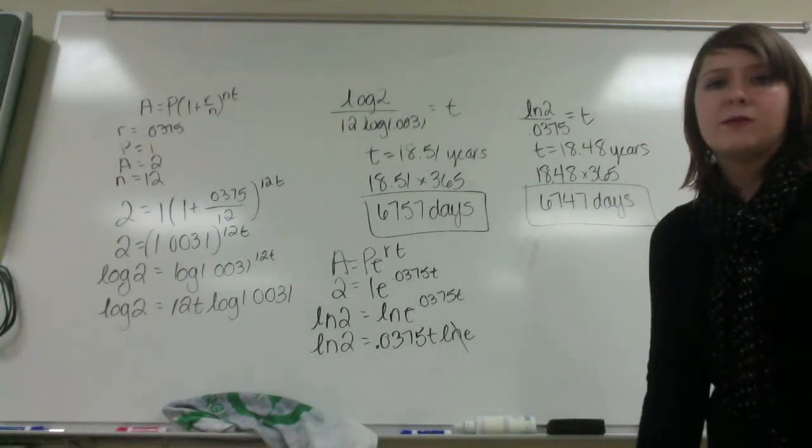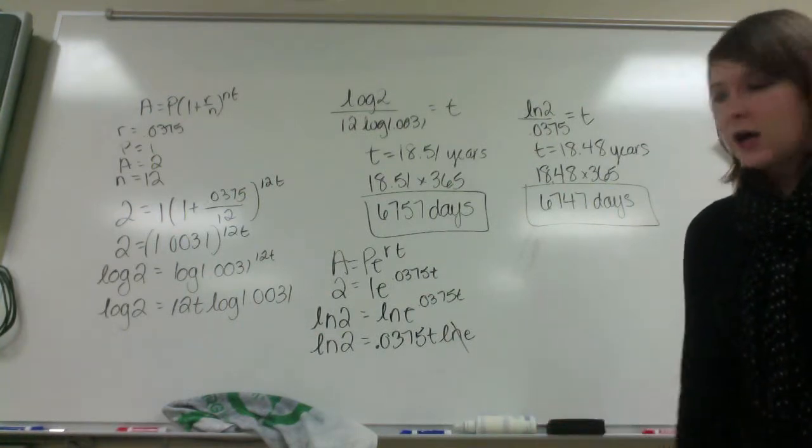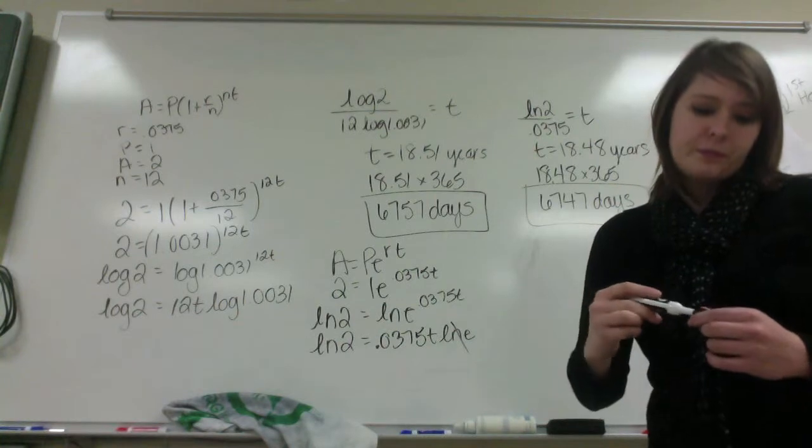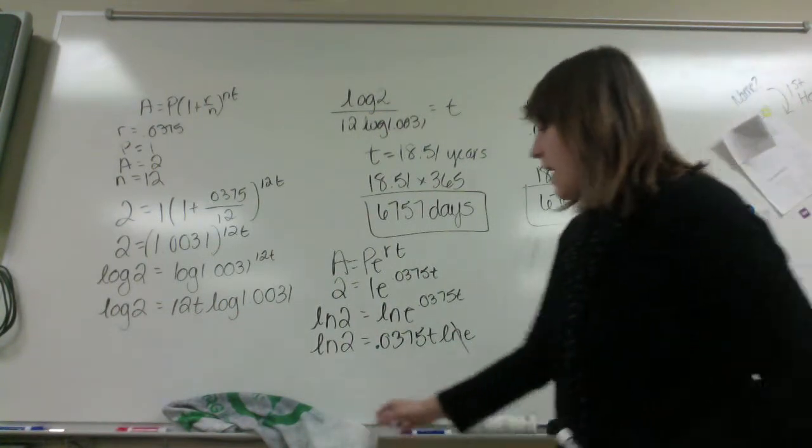So my continuous compounding formula is going to be a little bit faster by about 10 days, which is not a lot. Okay, next problem, I've got a radioactive isotope, and I'm going to be talking about half-life.